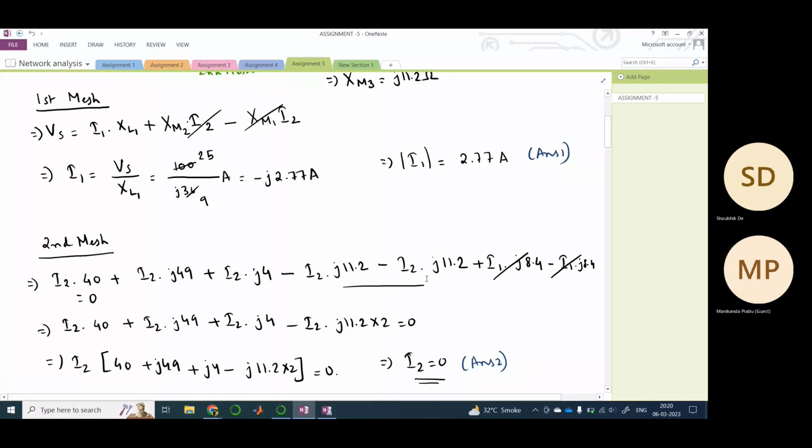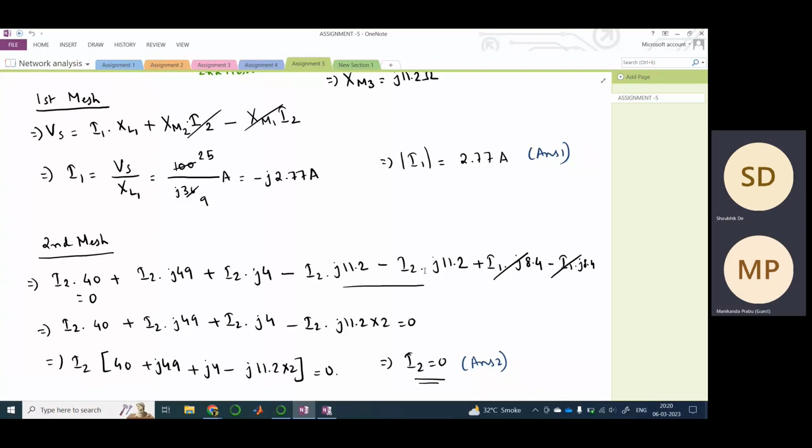You understood this concept, right? Yes, sir. It is the mutual flux that is coming. Why? Because of the flux linkage of inductor 1 with inductor 2, nothing else.